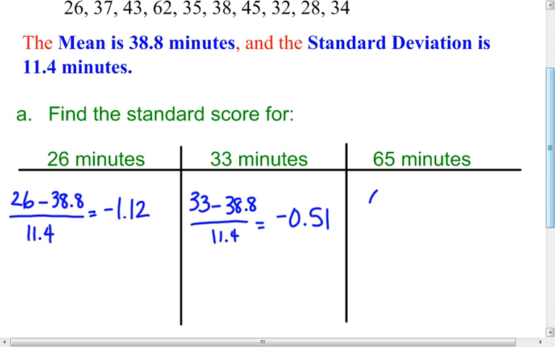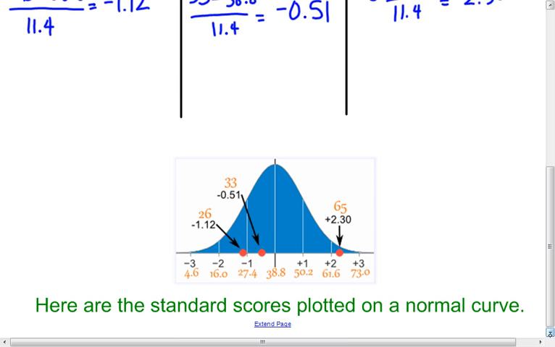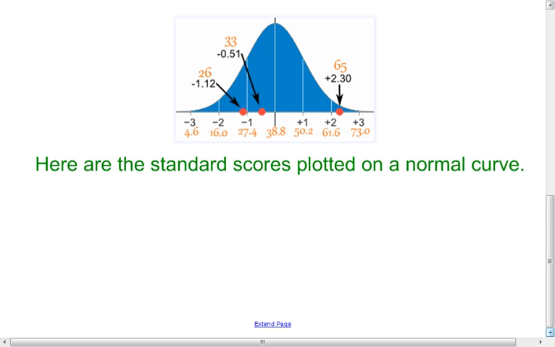And then 65 minutes, same thing. And this time you should get 2.3 for a standard score, which means they scored 2.3 standard deviations above the mean. Just so you know, if you scroll down here, this is kind of a graph of where these are plotted. The 26 minutes is 1.12 standard deviations below the mean. The 33 minutes is 0.51 standard deviations below the mean, and the 65 is 2.3 standard deviations above the mean.